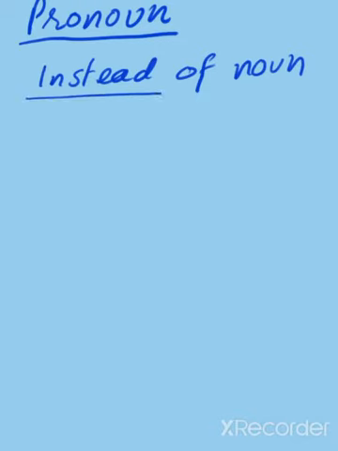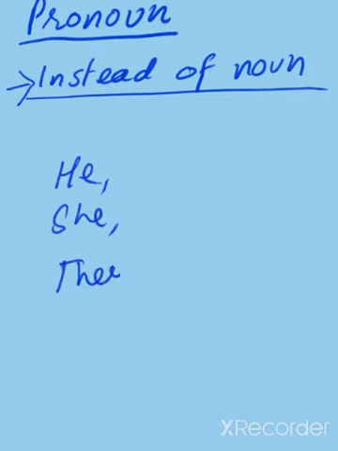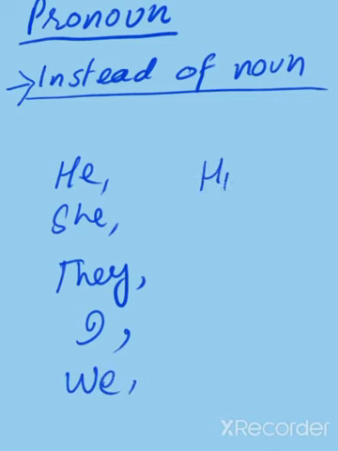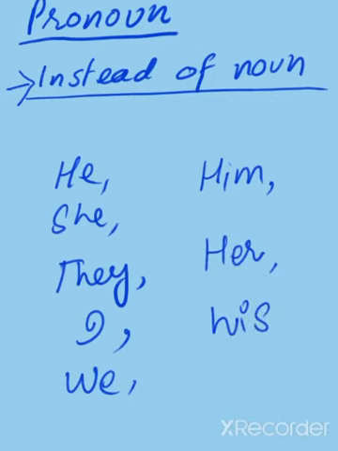What are pronouns? The simplest definition of pronoun is words that are used instead of a noun. Will you remember it? Yes, you will. Pronouns are those words that we use instead of nouns. For example, he, she, they, I, we. Now, even him, her, his, all these are pronouns.